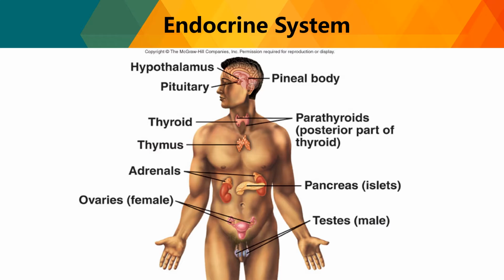The endocrine system consists of different glands named the hypothalamus, pituitary, and the pineal body. You also have your thyroid and parathyroids, the thymus, adrenals, and pancreas. For females, we have the ovaries, and for the males, we have the testes.